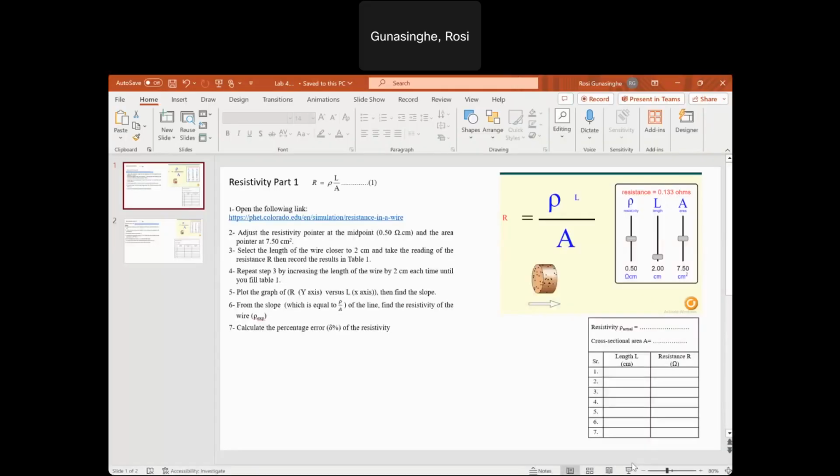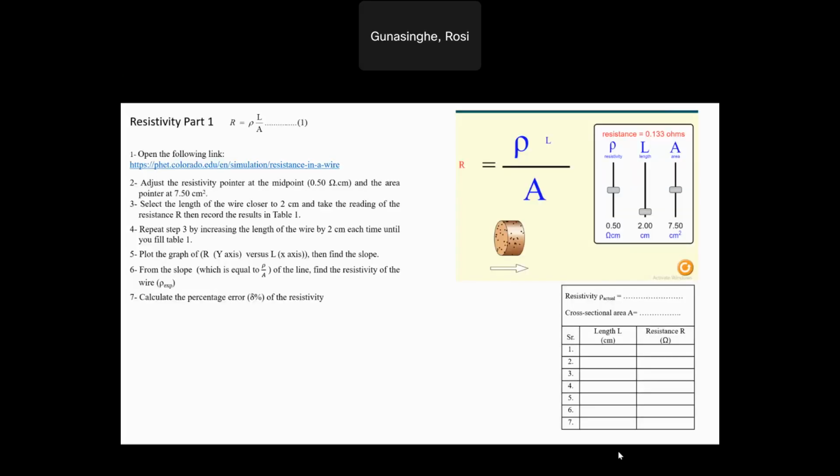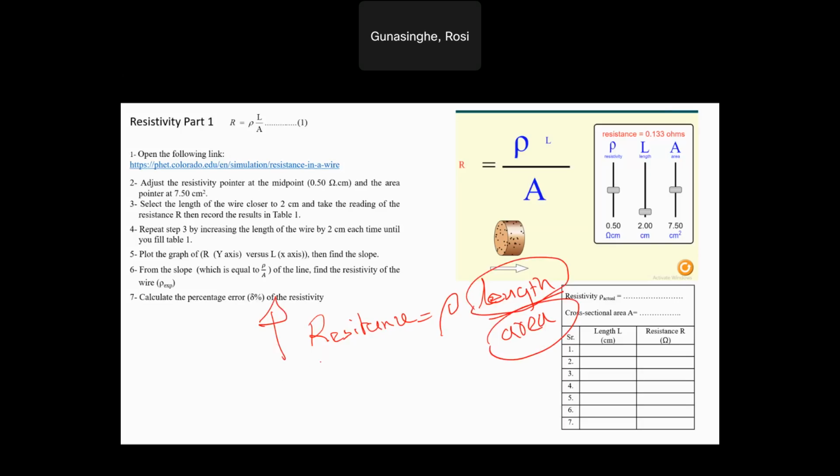There are two parts in this lab. In the first part, we are checking how the length is going to affect the resistance. In the second part, we are going to check how the area of a wire is going to affect the resistance. We do know that resistance can be given by resistivity rho times length over cross-sectional area. Now, if we increase the length, resistance is going to increase. If we increase area, resistance is going to decrease.